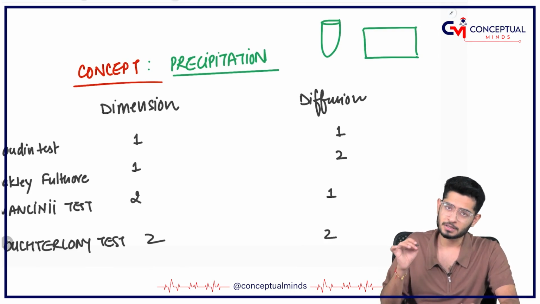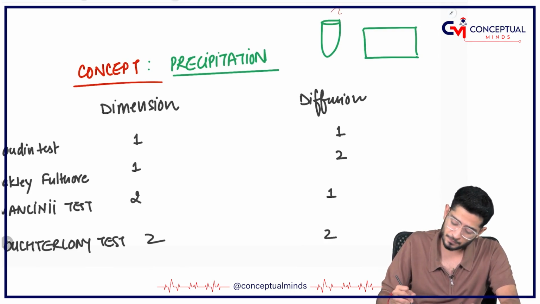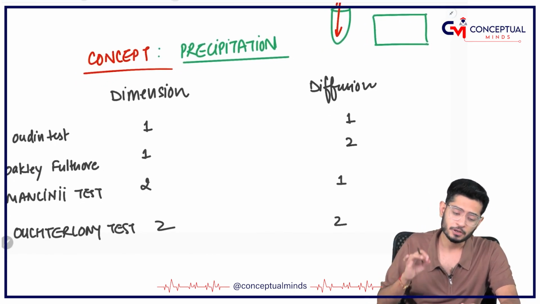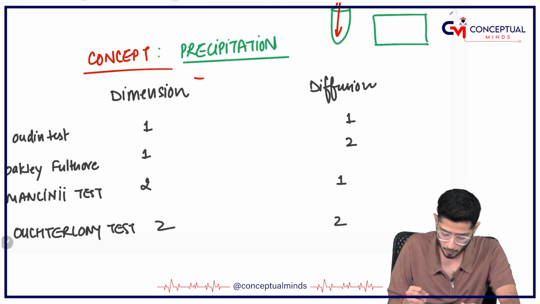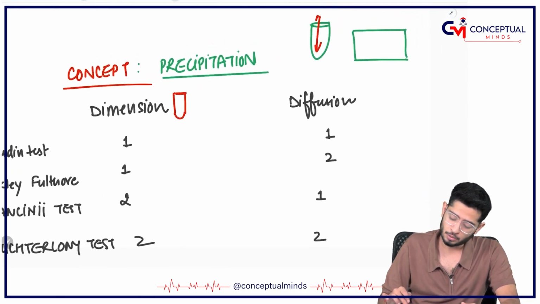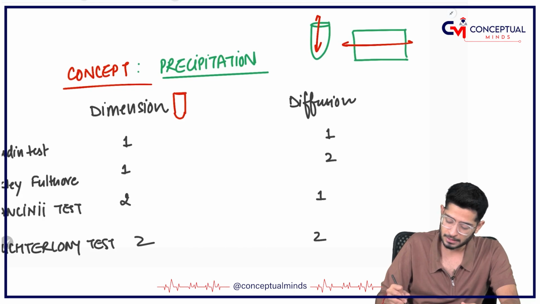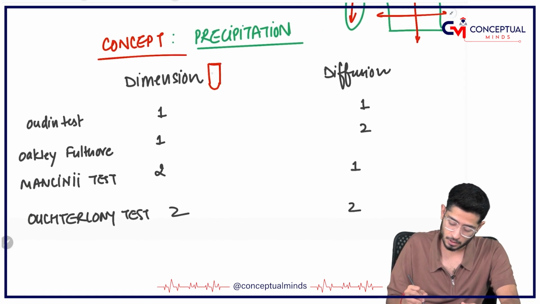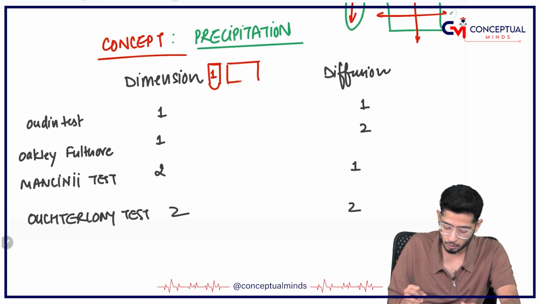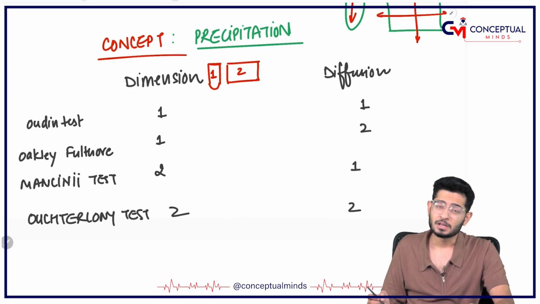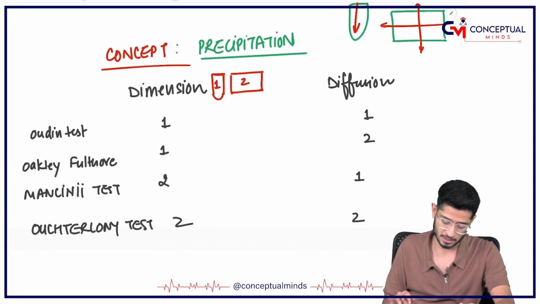If you are performing a test in the test tube, the movement possible is only in one direction. That is why we call it one dimension. So, one dimension means you are carrying out the test in a test tube, alright. And if you are doing it on a slide, that means the movement can happen in two directions. So, one dimension means test tube and two dimension means a slide on which you are taking the precipitation test.